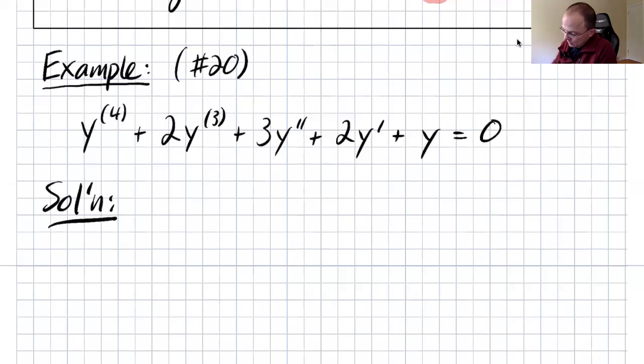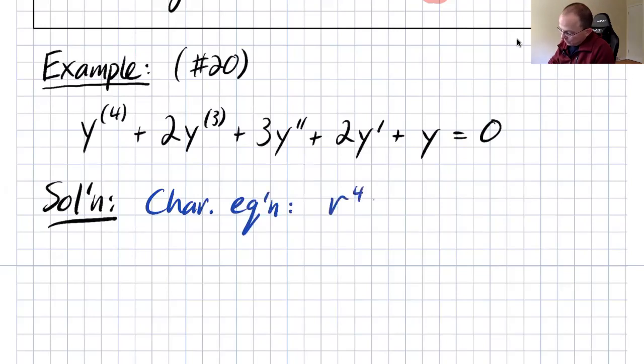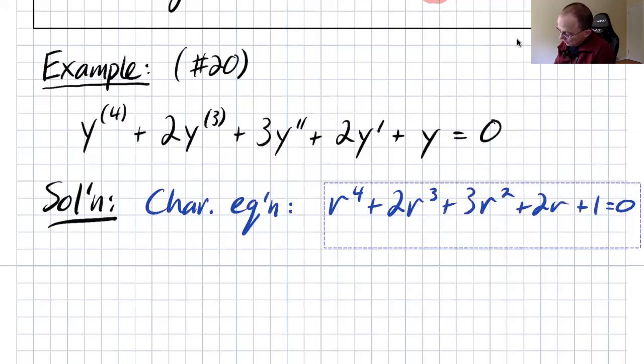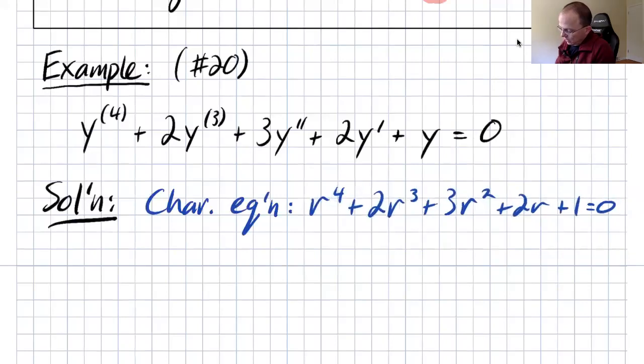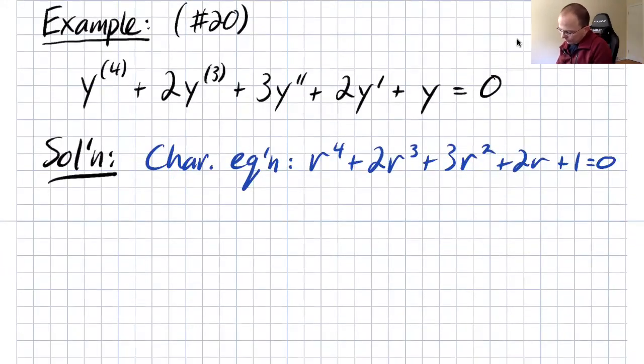Let's see. So the characteristic equation is r to the 4th plus 2r cubed plus 3r squared plus 2r plus 1 equals 0. So there's our characteristic equation.